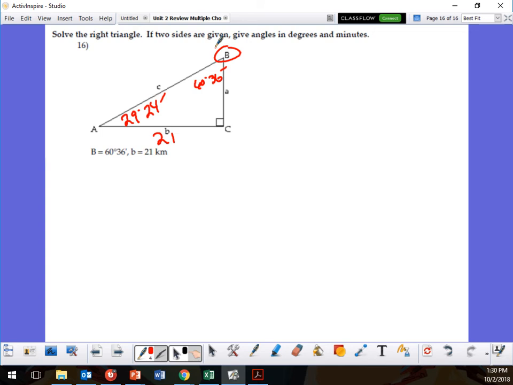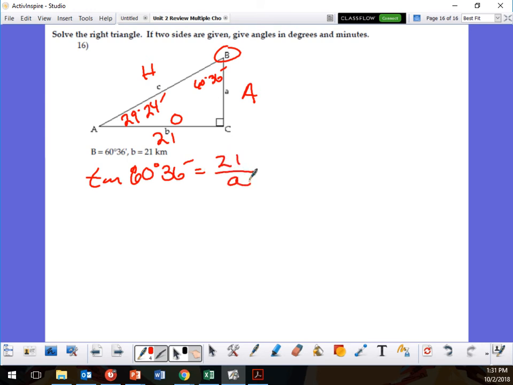Okay? So we were given b as our reference angle. So let's go through and actually find it using this. So this side over here, little b is my opposite, little a is the adjacent, and c is the hypotenuse. So if we're going to solve for little a, I have to use opposite and adjacent. So that would be what? Tangent. So it's going to be tangent of 60 degrees, 36 minutes is equal to opposite over adjacent. So that's 21 over little a.